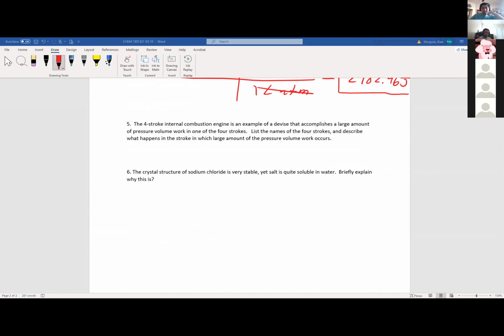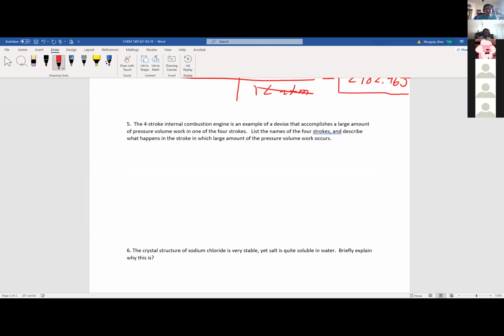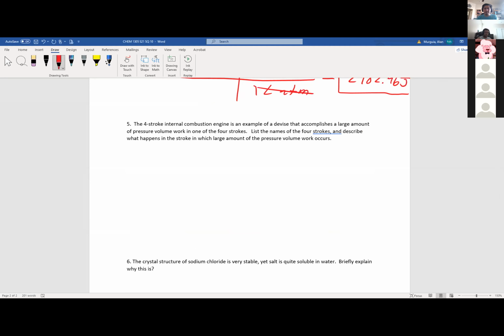But let's move on here to number 5, where we see that it mentions the 4-stroke internal combustion engine is an example of a device that accomplishes a large amount of pressure volume work in one of the 4 strokes. List the names of the 4 strokes and describe what happens in the stroke in which large amount of pressure volume work occurs. So essentially, we're just listing the 4 strokes that happen and describing what happens when that one stroke has the large amount of work, which is in liter atmospheres, so pressure volume work. So who can give me the names of one of the strokes or the first stroke?